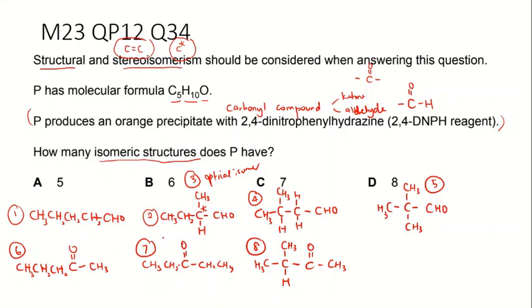Right, so altogether we have 1, 2, 3, 4, 5, 6, 7, 8 isomeric structures, including structural isomers and stereoisomers. So the answer is D.